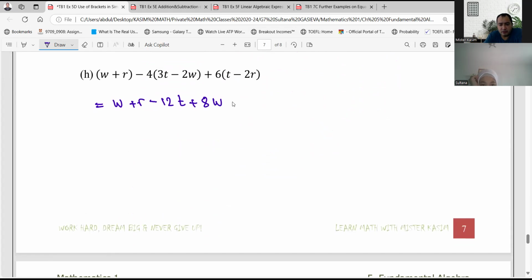Now continue. And in front of the next pair of parentheses, we have positive 6. Positive 6 times t is just 6t. And 6 times negative 2 is negative 12t, right? And what we are doing here is actually, Sultana, I'm just using the commutative property. A plus B is equal to B plus A, right? So if we just rewrite this, W plus 8W.